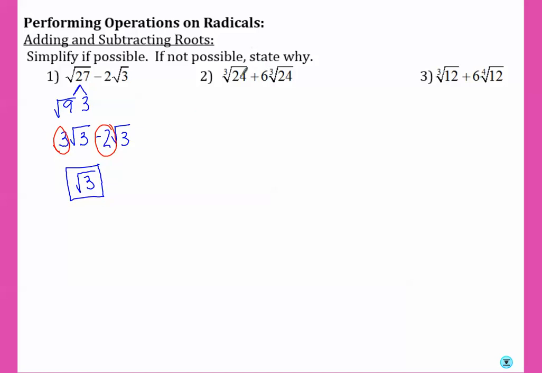In example number 2, they have the same index and the same radicand, so we can add them together right away. We have 1 cube root of 24 plus 6 cube roots of 24, so we have 7 cube roots of 24. But can we simplify the cube root of 24? What perfect cube goes into 24? That would be 8, and we multiply it with 3.